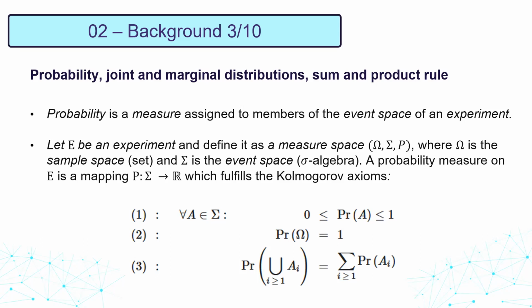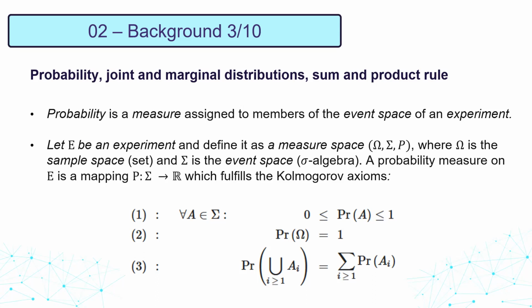Formally, if you have E, which is an experiment, and you define E as a measure space, so a measure space is a triple. It's a triple of 3 elements. Big omega here is called the sample space, and it's a set of elementary events. So if you have a die and you roll a die, you have 6 elementary events, number 1, number 2, number 3, and so on until 6.